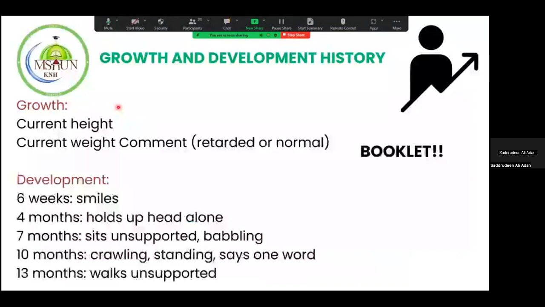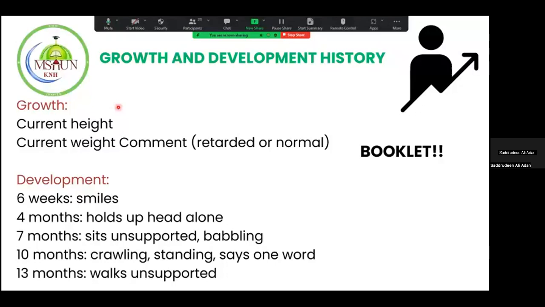So you've done the birth history, the nutrition history, the immunization history. What's next? The baby has to grow and develop, right? So for the growth, just ask about the current height and the current weight. It can be very difficult to get in an exam situation. So the trick here is to check the booklet. If the baby is under 5, they will always have the booklet. If the baby is 5 years old and above, just ask the mother, rely on the mother's information.